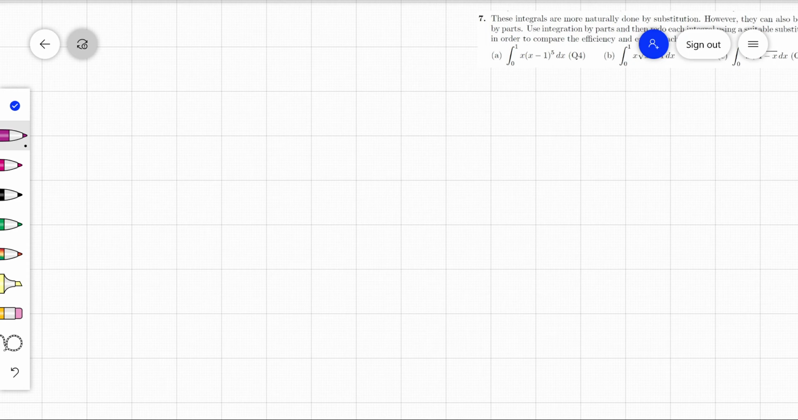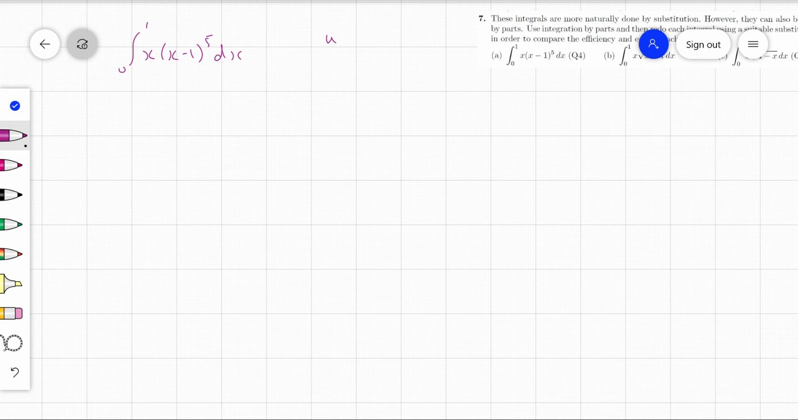All right, so here we're going to compare substitution and integration by parts. So I might do substitution first for the first one. So we've got the integral from 0 to 1 of x times (x minus 1) to the power of 5 dx. A good substitution, you could use u squared or u. In this one you'd use u, yes.